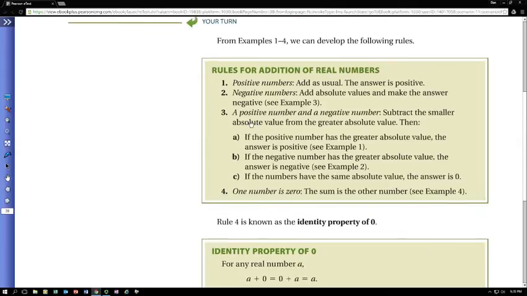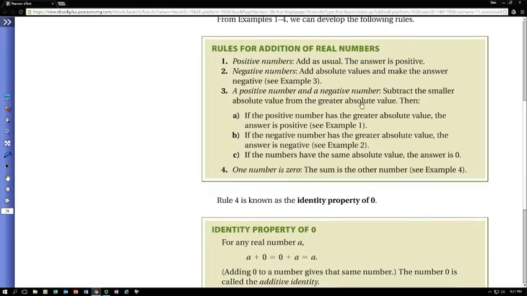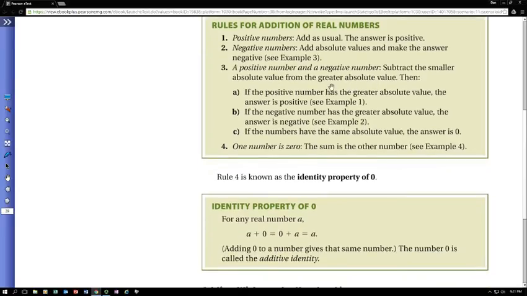And then they go through this stuff where I have a positive and a negative number. It says subtract the smaller absolute value from the greater absolute value. In other words, you look at the numbers and see which one's a shorter distance from 0, which would be the smaller absolute value. Absolute value means distance from 0. And then you take the bigger absolute value, the one that's farther away from 0, and you take their difference, which means you subtract them.